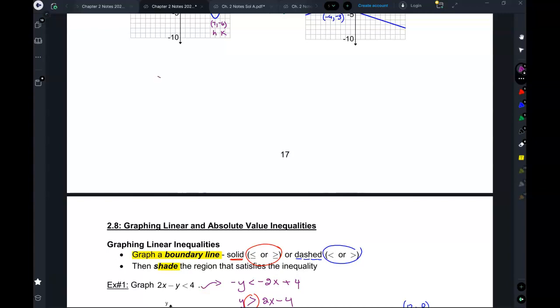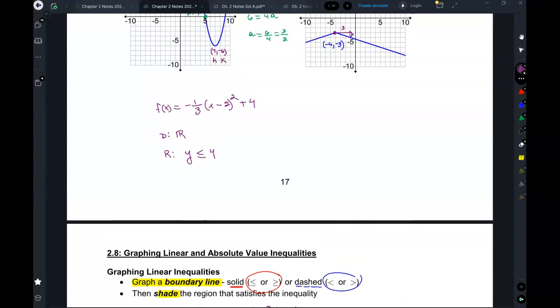Okay, so let's do one here. f of x is equal to -1/3 (x minus 2) squared plus 4. What's the domain? All real numbers. So range, y is less than or greater than or equal to? Less than or equal to what number? 4. And would the vertex be 2, 4? What would the vertex be? 2, 4.